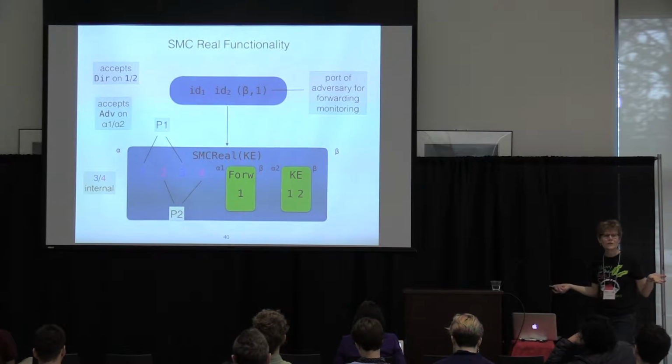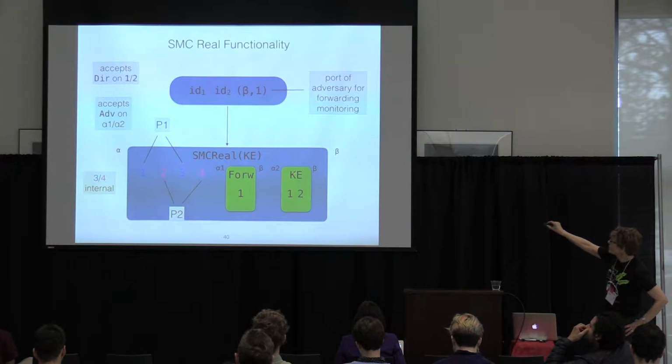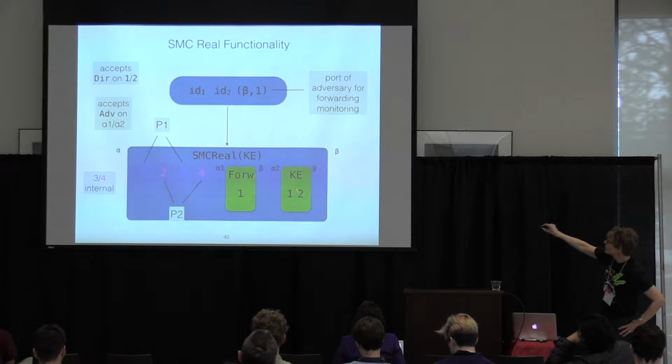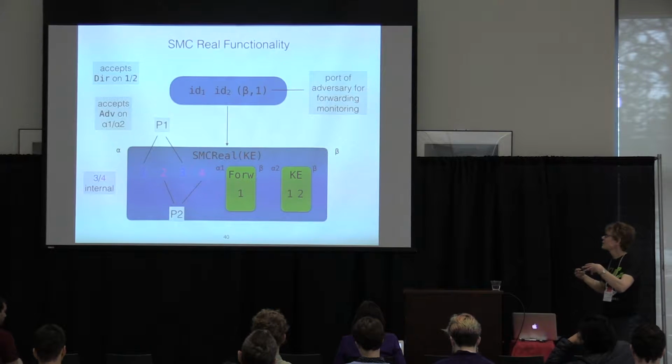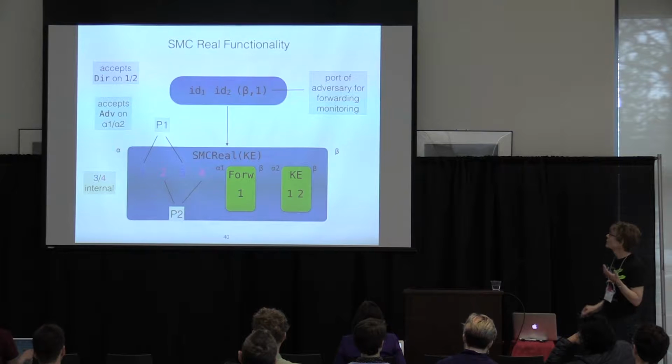It could be some other functionality that doesn't even do anything sensible. The routing code that's inside this doesn't care, but of course you'd want it to do something sensible, or it wouldn't do anything very interesting. And in the case where this is the ideal functionality, then messages are of course going to the port for key exchange, the key exchange simulator, as well as the forwarder is communicating to port 1 of the adversary.